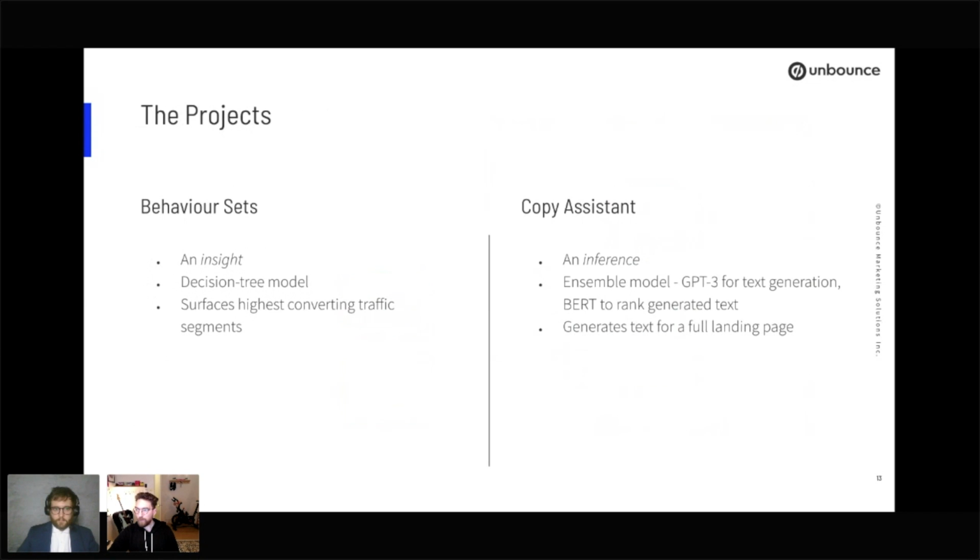So the projects that we were working on during the stories that I'm about to tell, we had two. One is a feature called behavior sets, and this is an insight that uses a decision tree model to surface highest converting traffic segments. And this is a companion feature to Smart Traffic, which I mentioned before. So Smart Traffic is our most mature ML-based offering. It's been around for, I think, 2 or 3 years now.